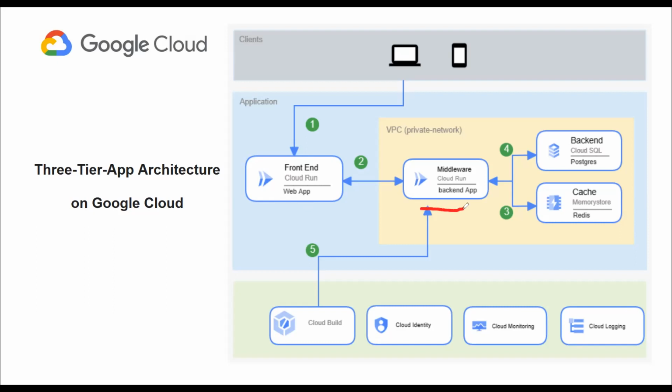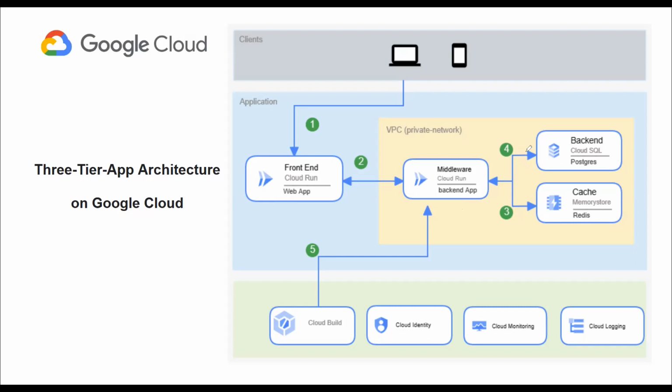Similar to the front-end tier, the back-end tier is also deployed on Cloud Run. The backend tier integrates with the front-end web app through the backend app endpoint URL and then executes the necessary logic and communicates with the database to retrieve or update the data as required.